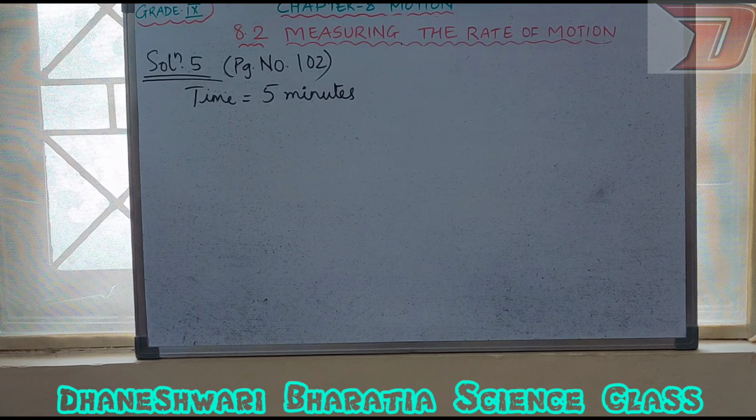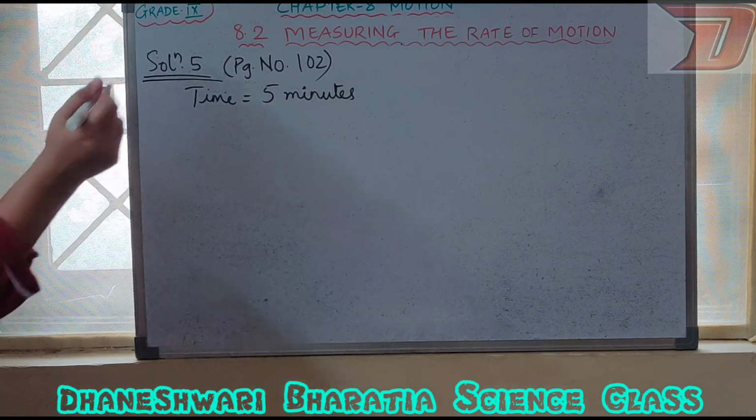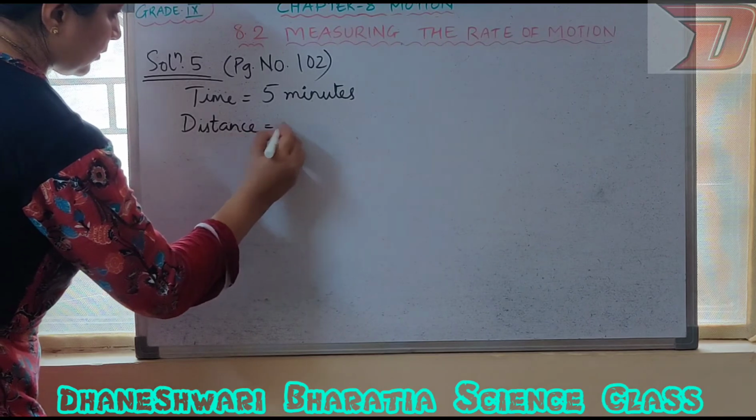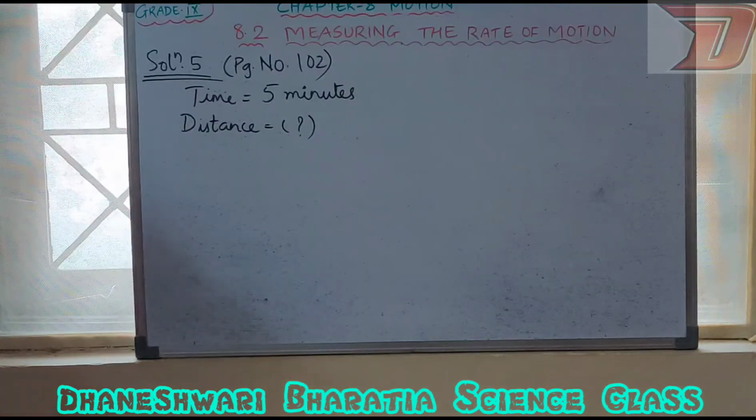What was the distance of the spaceship from the ground station? यानी कि इसमें हमें क्या फाइंड करना है? Distance. So I'll put a question mark here. Right. And the last, what is given?